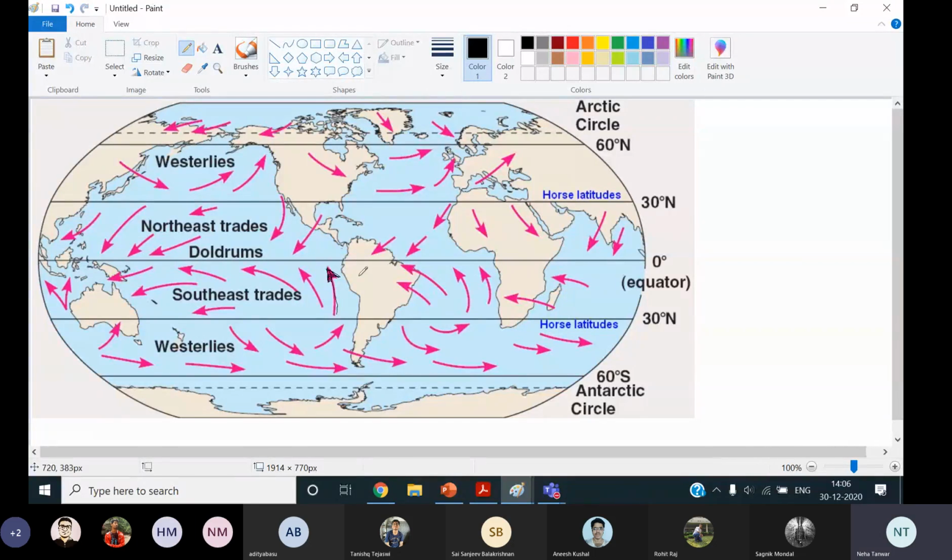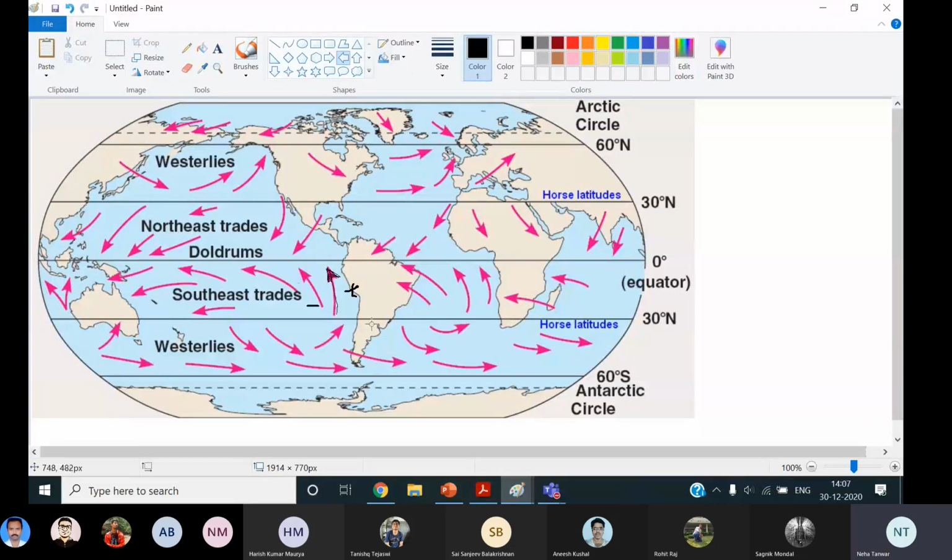So what would be the effect of these winds on the surface water? Yes, upwelling will happen. But my question to you is where would the surface water move? In which direction? Let's say this is positive direction and this is negative direction. So would it move in positive direction or would it move in the negative direction? I'm talking about the southern hemisphere. Negative direction, yes.